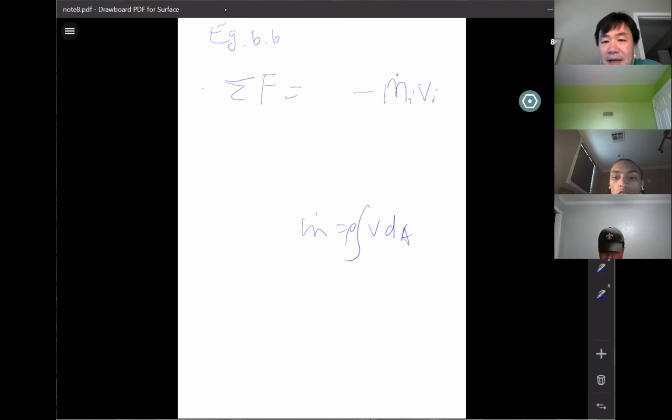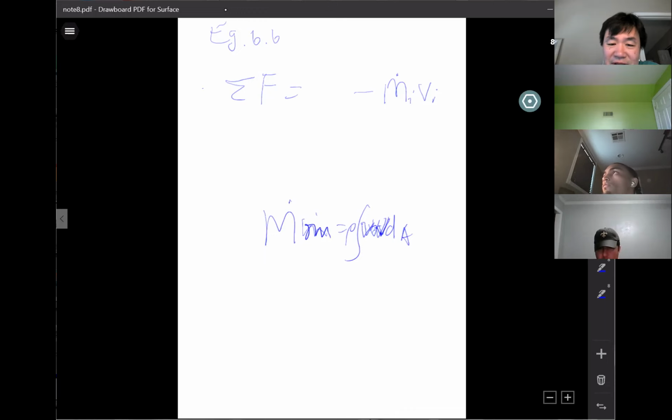But you have another velocity here. Mass flow rate times velocity, that's the momentum. So in the integral form, you have to multiply by another velocity inside the integration. It's V times V, to make it a momentum. So if it's non-uniform velocity, the momentum becomes the integral of rho V squared dA.